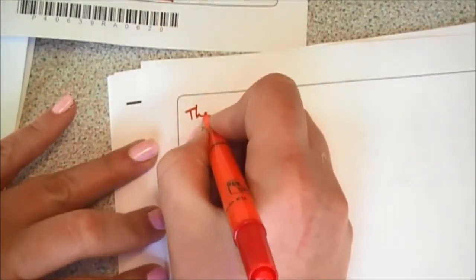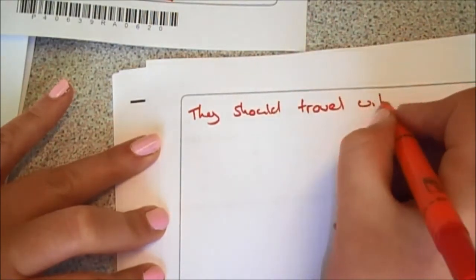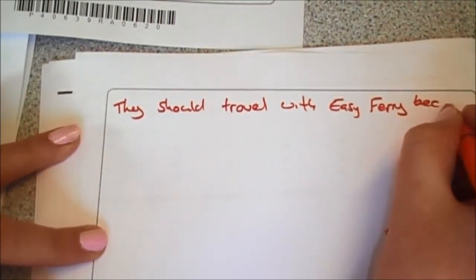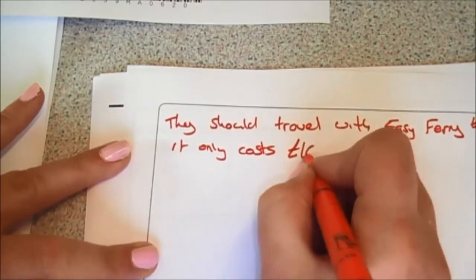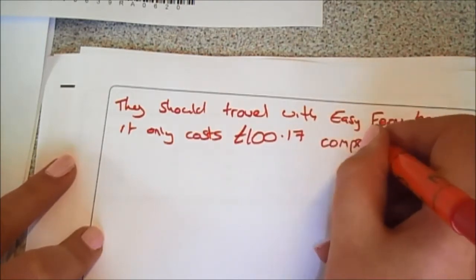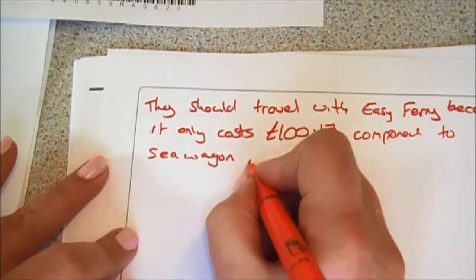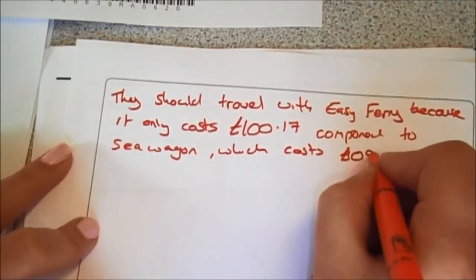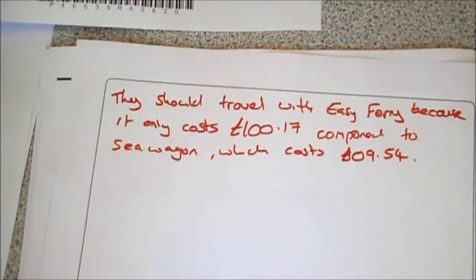So they should travel with Easy Ferry because it only costs £100.17 compared to Sea Wagon, which costs £109.54. And it's a 5-mark question.